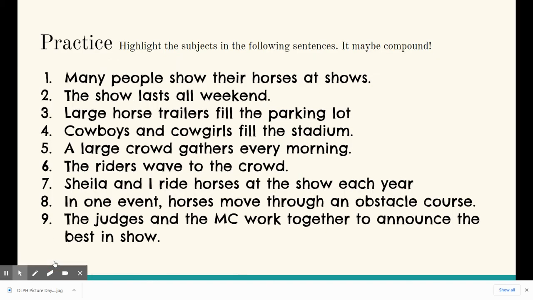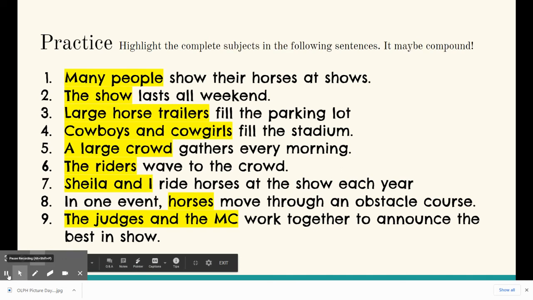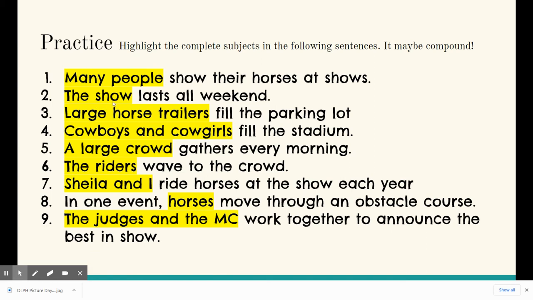Now I want you to practice on your own. Highlight the subjects in the following sentences and be careful because the subject may be compound. Let's see how you did. The subject in our first sentence is many people. Many people is the complete subject, and they are the ones that are doing the action of showing their horses.